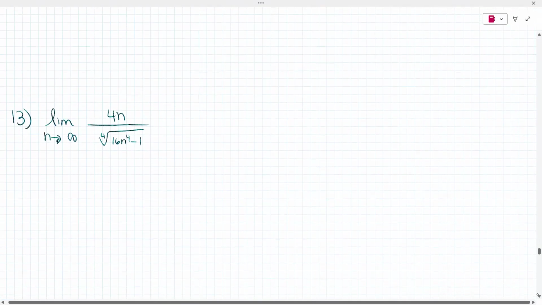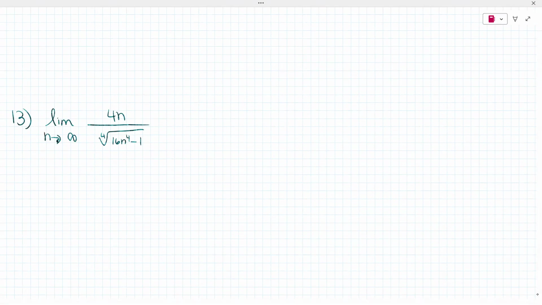Okay, number 13. What is the limit as n approaches infinity of 4n over the fourth root of 16n to the fourth minus 1? So on the numerator, the highest term is 4n, or 4n to the 1. On the bottom, well, you've got to be careful. I only care about the 16n to the fourth. I don't care about the negative 1. But how can I rewrite the fourth root of anything? That's the same thing as power to the 1/4. So you can rewrite it as 16n to the fourth raised to the 1/4.